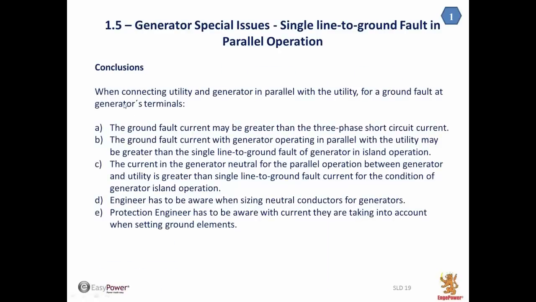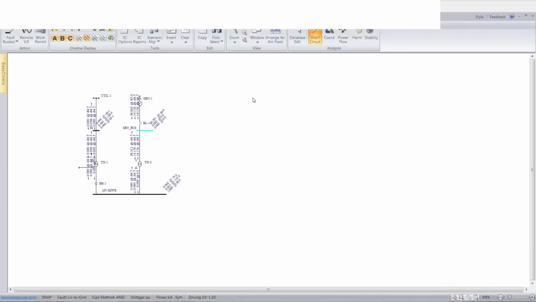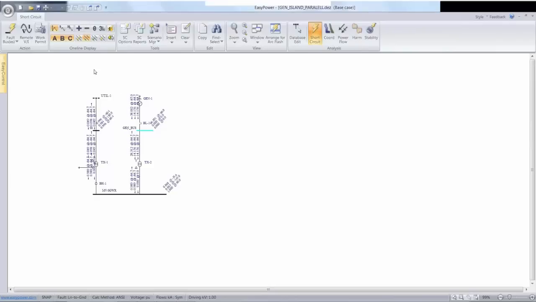The conclusion about this simulation is that the ground fault current may be greater than the three-phase short circuit current. Let's see. If we change from line to ground fault to three-phase fault, we are going to have 58 kiloamps. For line to ground fault, we have 66 kiloamps. So the value is higher than the three-phase fault.